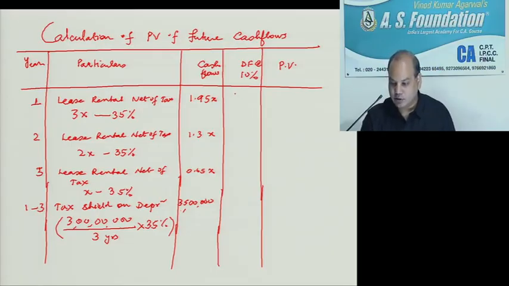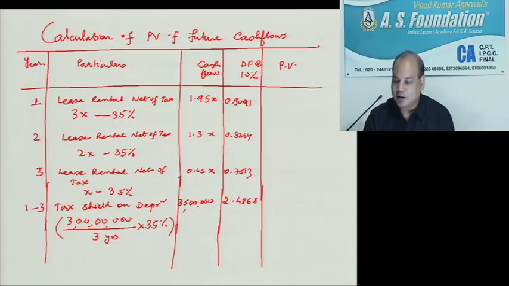Discounting factor for year 1, 0.9091, 0.8264, 0.7513. The total is 2.4868 approximately. That is the annuity factor. Next.